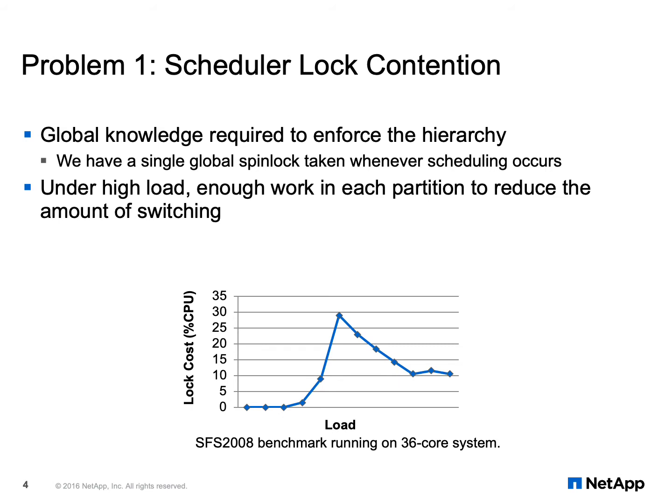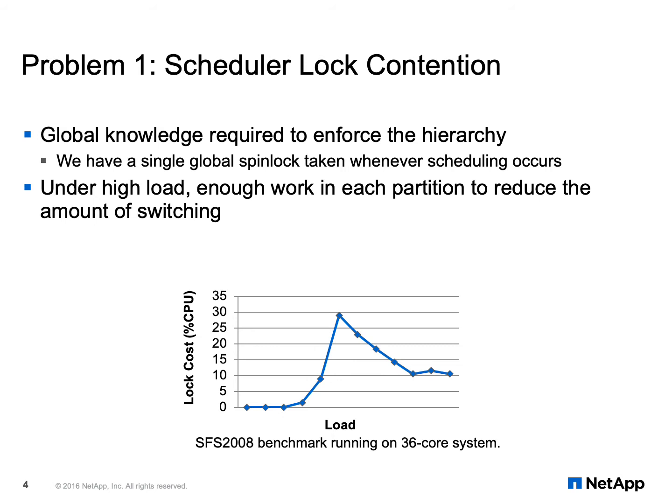In this graph below, I show the lock contention at increasing levels of load for a particular benchmark called SFS 2008 on a 36-core system. So what we see is at low load, the lock contention is quite low, but as load ramps up, lock contention increases significantly, up to a point where out of the 36 cores, 30% of all CPU cycles in the system are spent simply spinning on this scheduler lock.